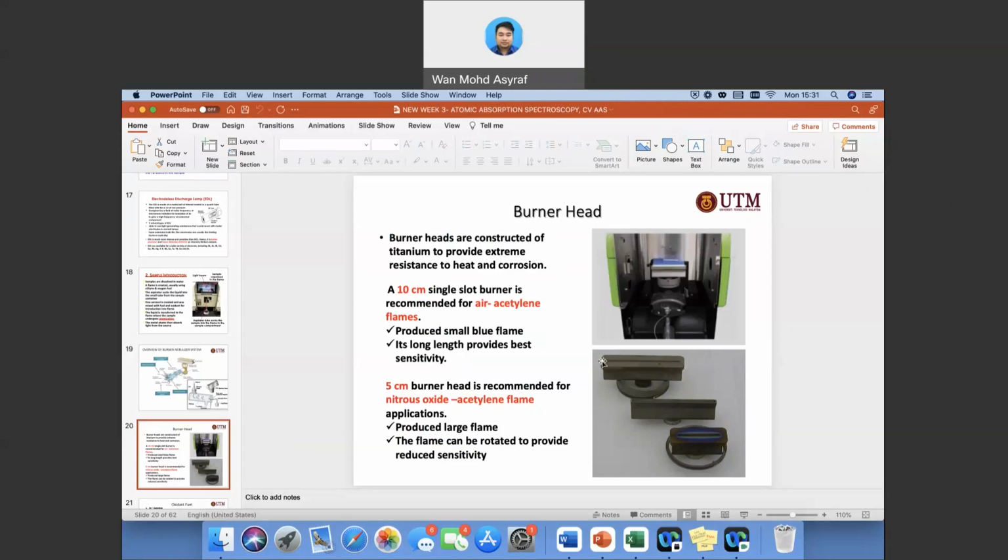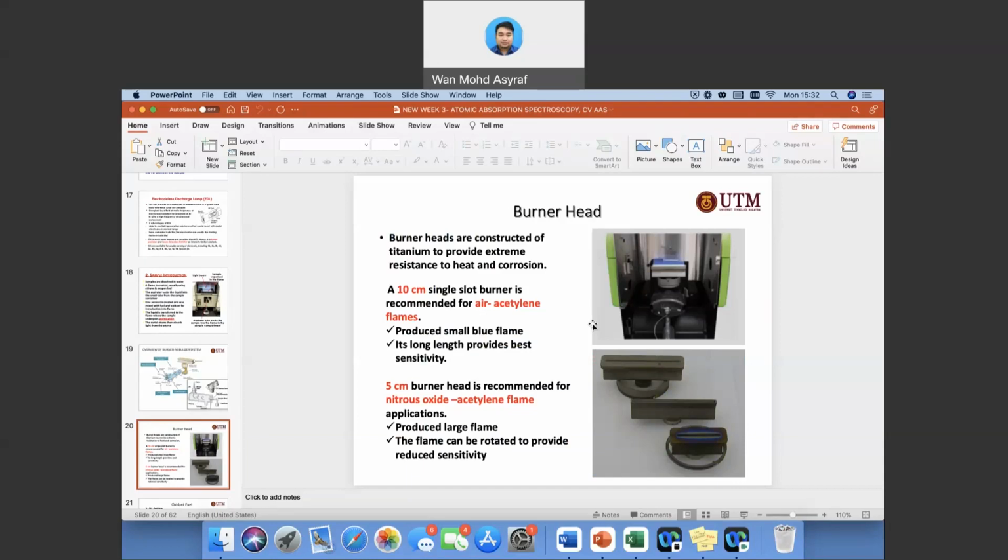So the flame is going to be this long. It depends on the burner head. The burner heads are constructed of titanium to provide extreme resistance to heat and corrosion. We have a 10 centimeter single slot burner, which is recommended for air acetylene flames. It produces a small blue flame, which means we are trying to achieve complete combustion. Its long length provides the best sensitivity. We also have a 5 cm burner head, which is recommended for nitrous oxide and acetylene flame.